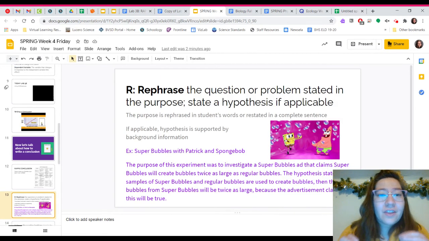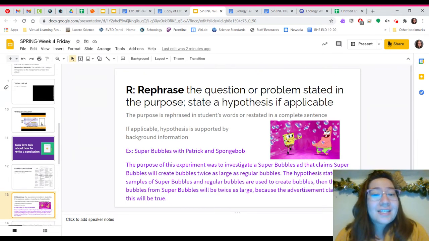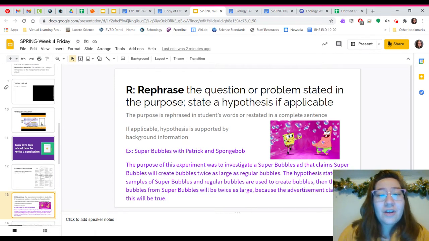The first component is the R, which stands for rephrase. In this section, we're going to rephrase the problem or the purpose in your own words. And if we can, we're also going to talk about what was our hypothesis.